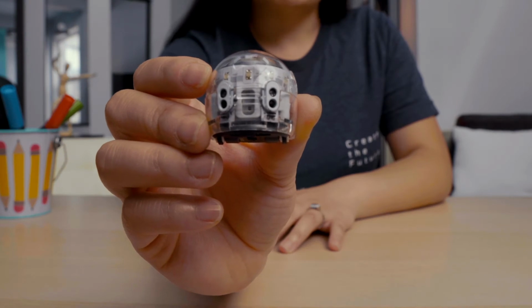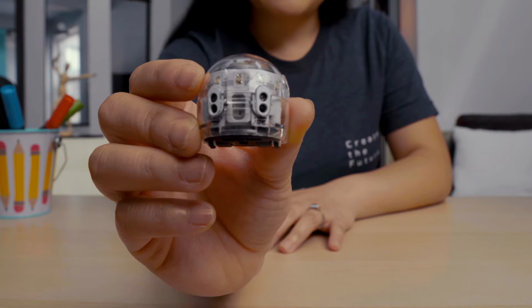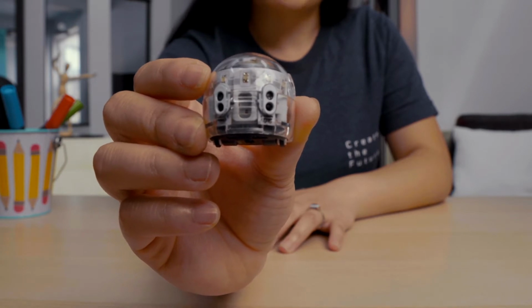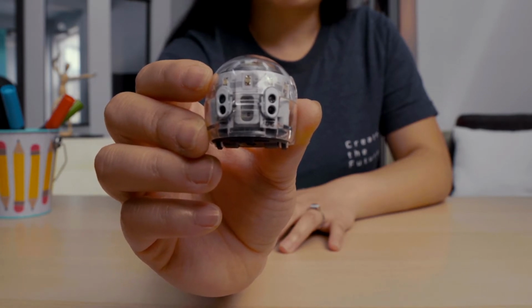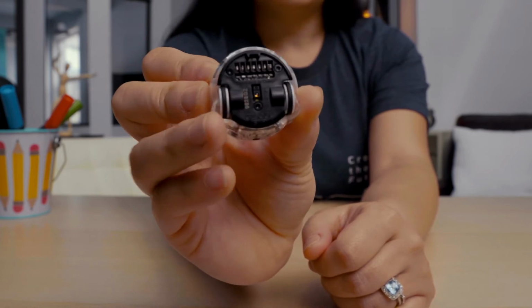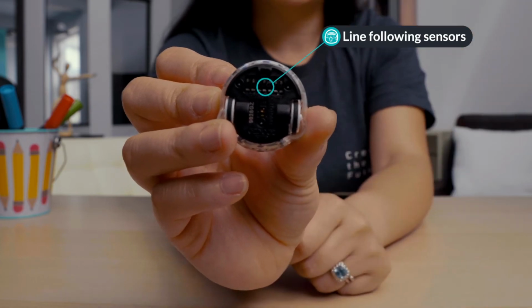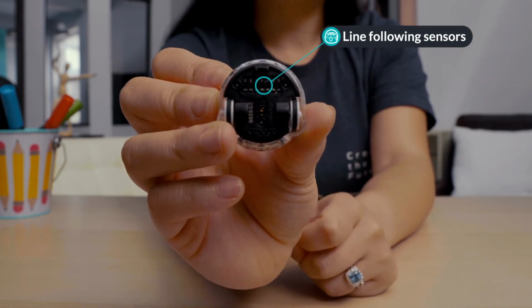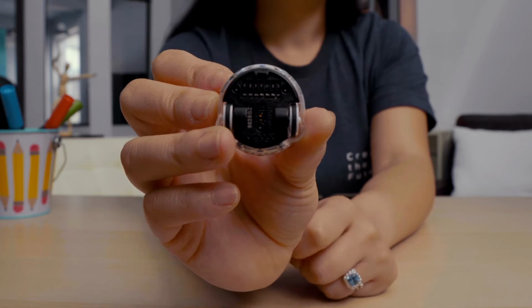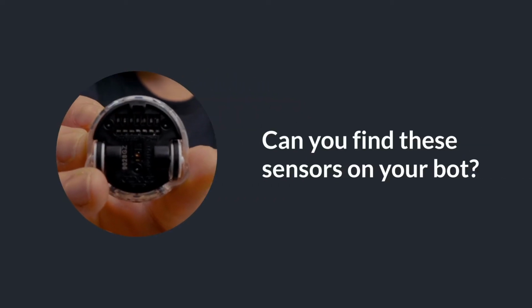Ozobot is a small tabletop robot that can read color codes, follow lines, and run programs that you build with blocks. Let's take a look at the line following sensors. Underneath the bot, towards the front, there's a row of line following sensors. These sensors detect lines and allow the bot to follow them. Can you find these sensors on your bot?